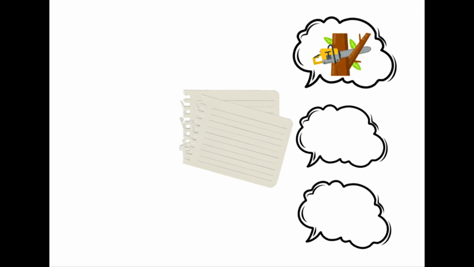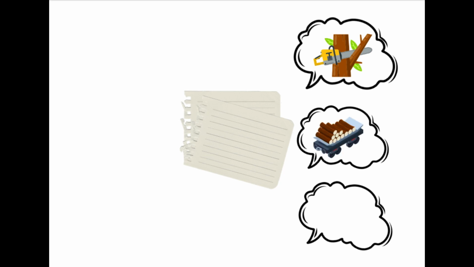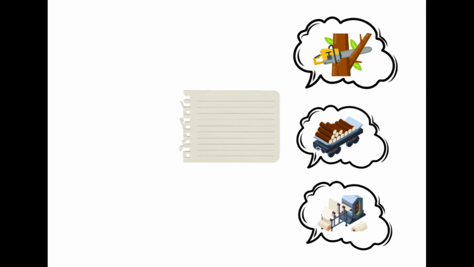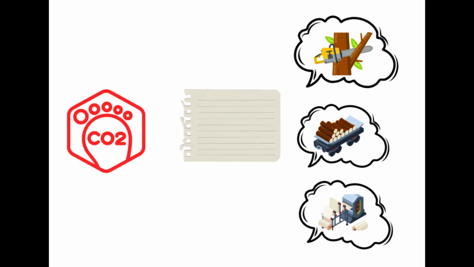Another example is our paper industry. Here the process contributions are from timber harvesting, pulp production, paper manufacturing, and then recycling. These processes also have carbon dioxide footprints associated with them, such as deforestation, chemical use, water consumption, etc.